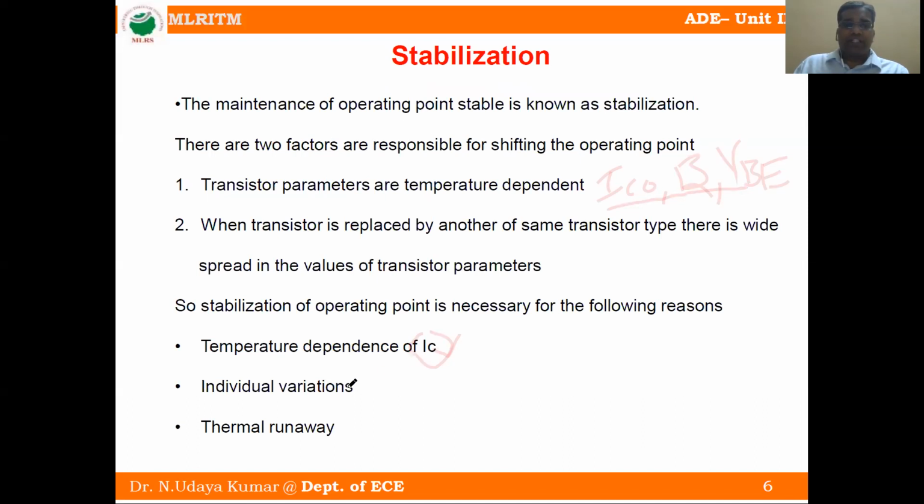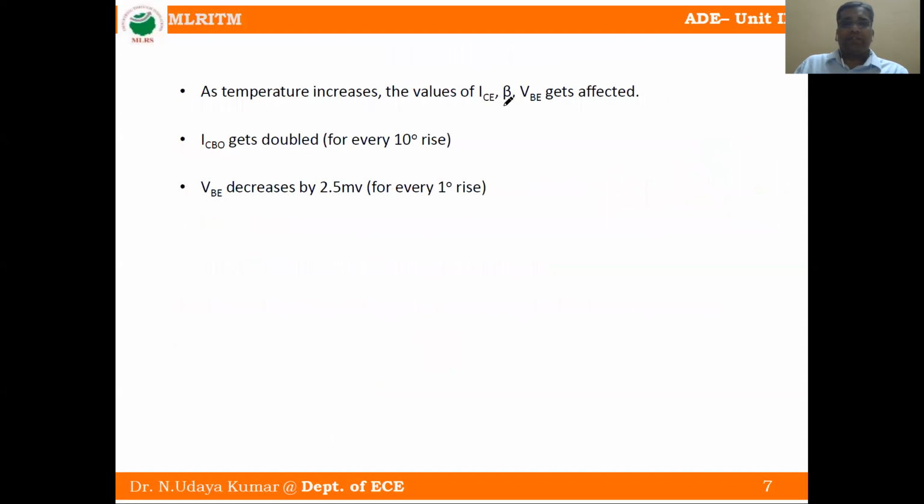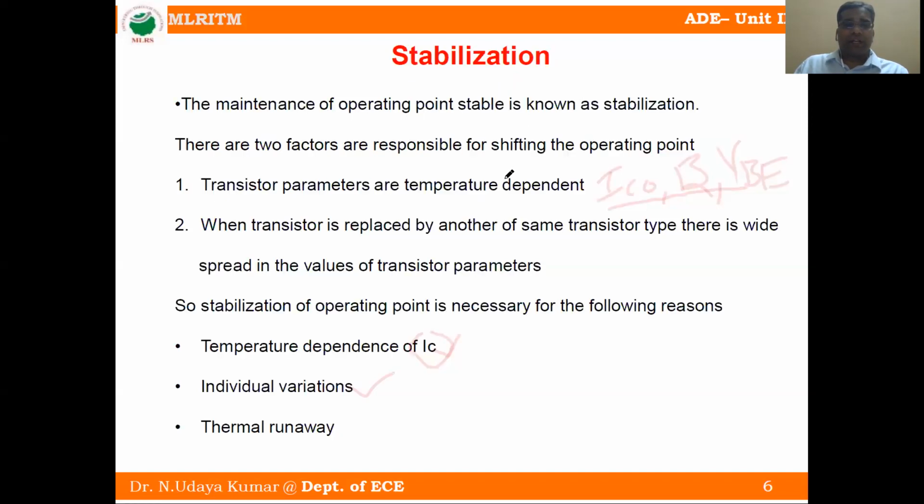Now we will see the individual variations. In individual variations, if a transistor is replaced with another transistor, these parameters, beta and VBE, will change. Even with the same material, these parameters are different from transistor to transistor and model to model. The third one is thermal runaway.